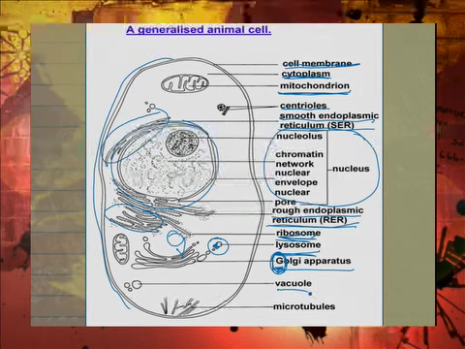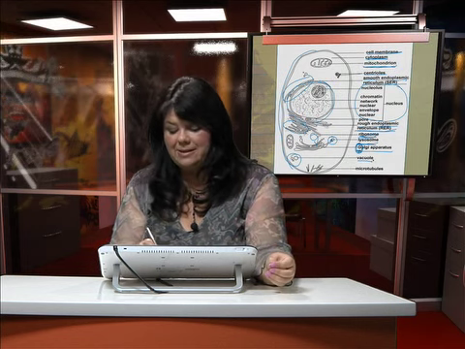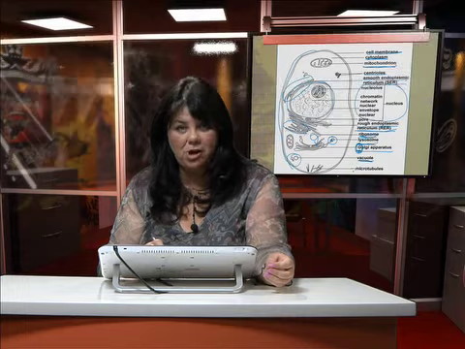In an animal cell, the vacuoles are rather small. They are tiny little droplets of possibly oil or other substances that the cell needs to store. When we have a look at the plant cell, we'll see that the vacuole is much, much larger.